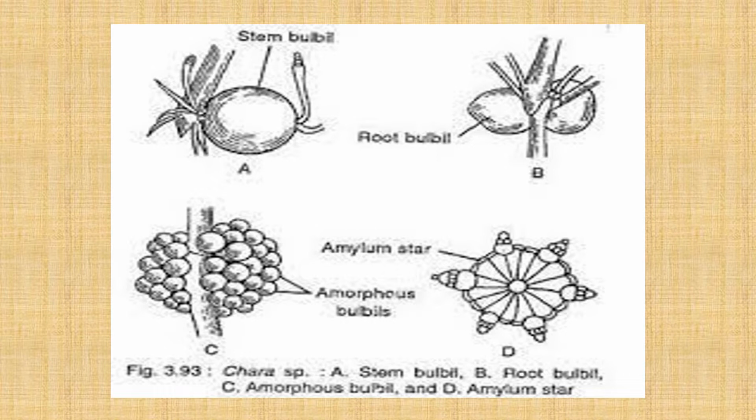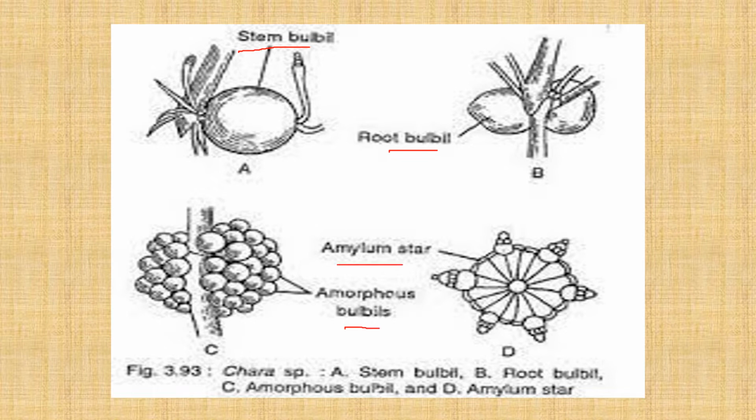And now let us deal with the vegetative strategy. Here we see that this is the stem and this is the root bulbil. So one of the vegetative structures of Chara is that it grows by this bulbil, and this is the amorphous bulbil and this is the amylon starch.